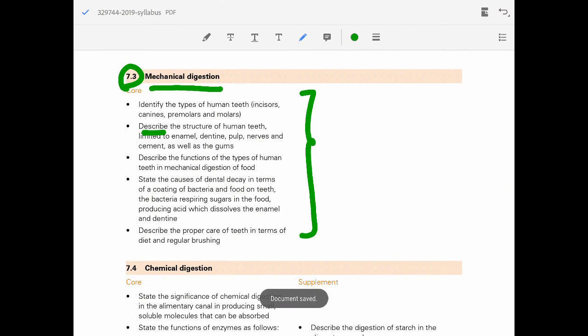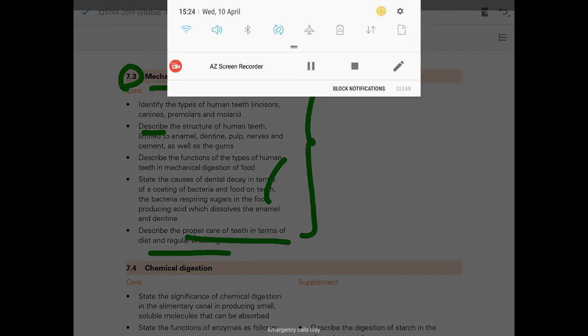Alright, is there anything I missed? So, proper care of teeth in terms of diet and regular brushing. Yeah, that's it. Thank you.